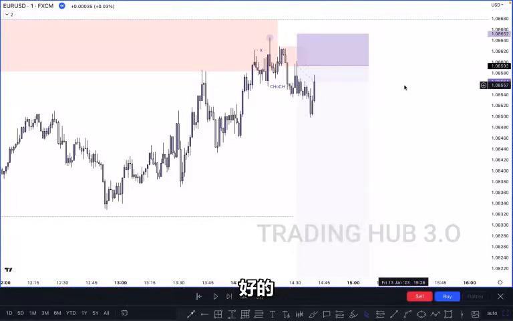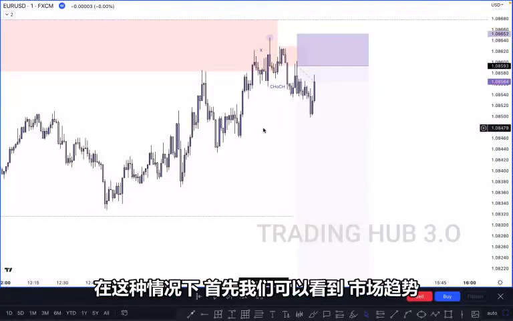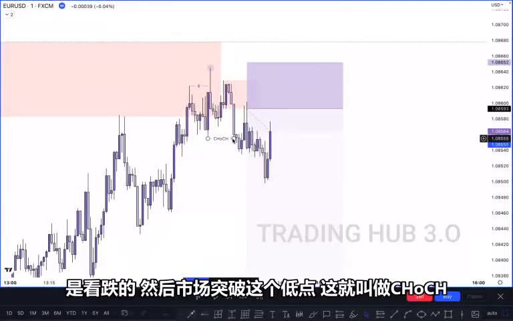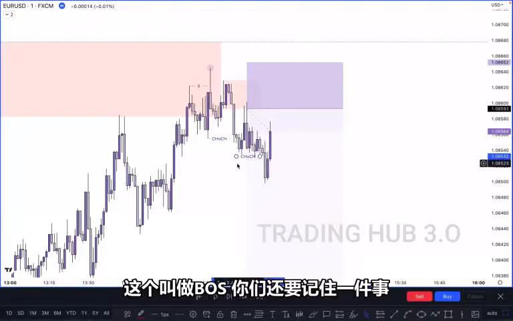Okay, so now in this case, when can we sell? First, you can see here the market momentum is bearish and the market breaks this one, and this is called a change of character, and this one is called a break of structure.